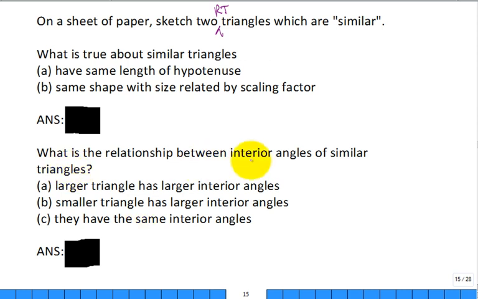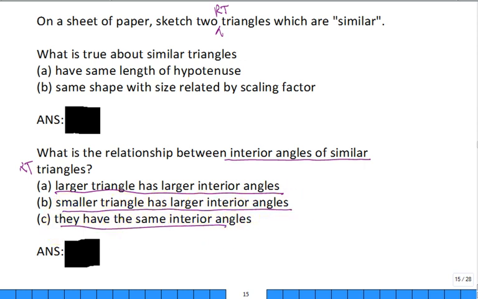What is the relationship between the interior angles of similar, let's call it right triangles? The larger triangle has larger interior angles. The smaller triangle has smaller interior angles. They have the same interior angles.